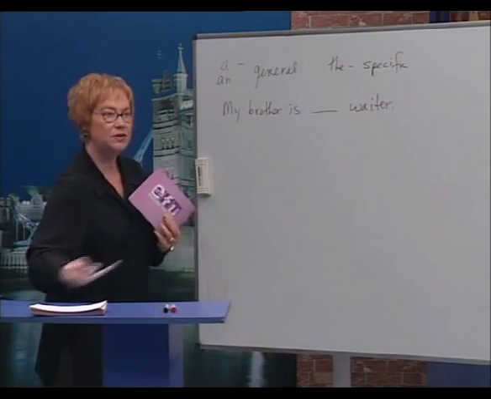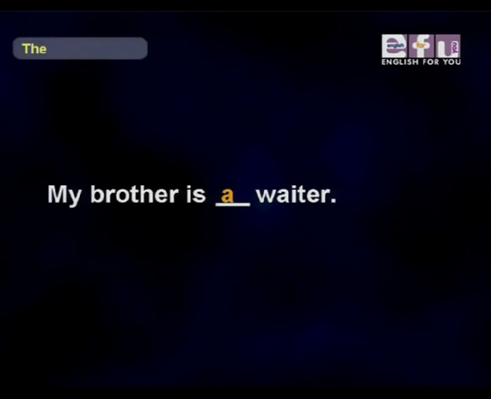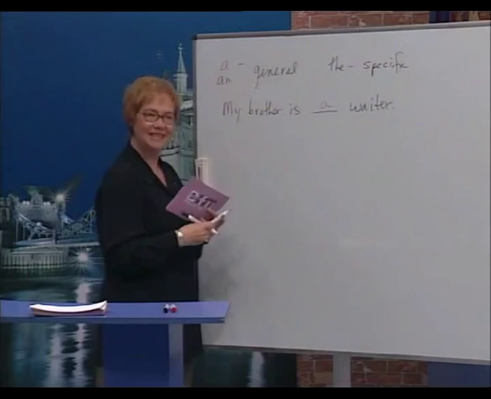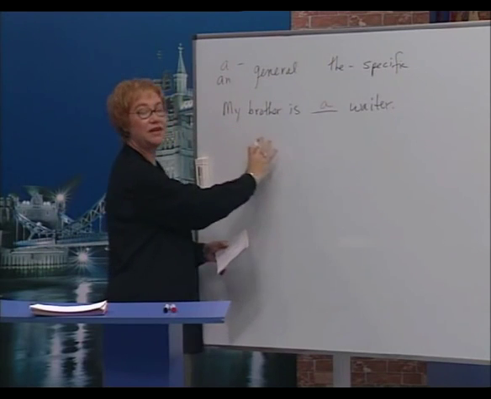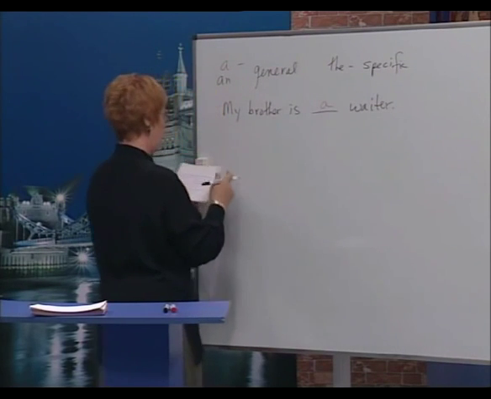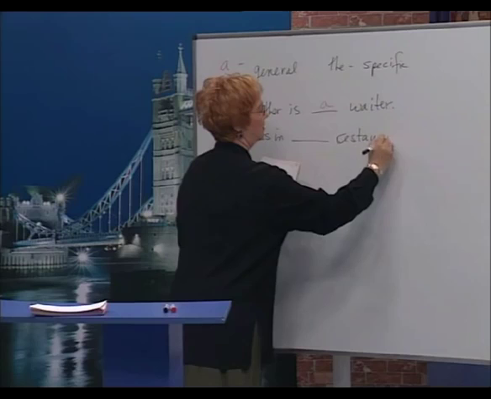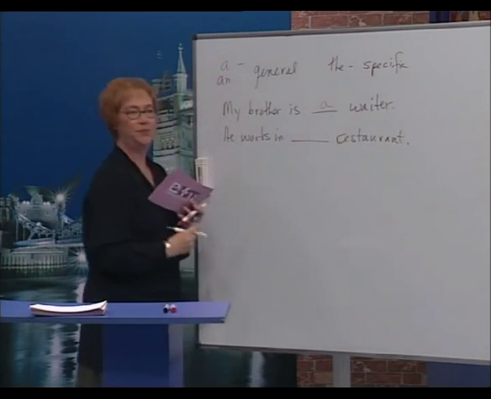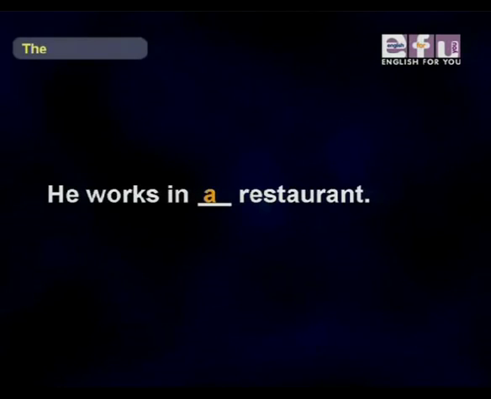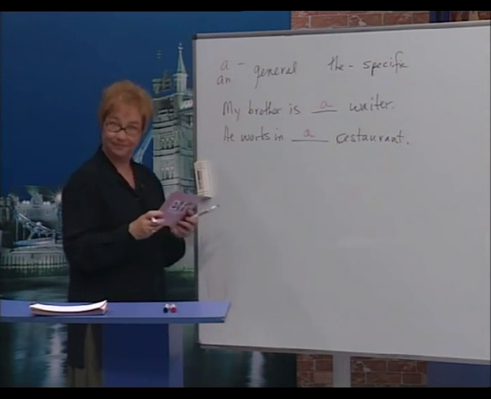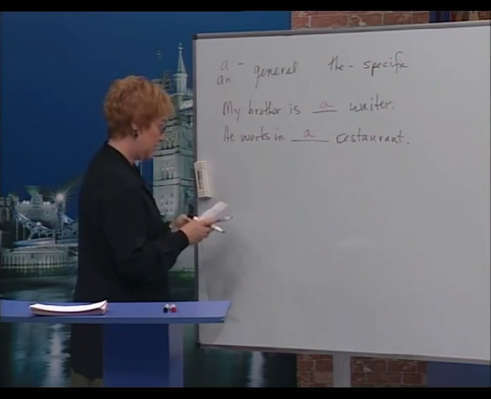Okay, Ali, you do this sentence. My brother is a waiter. Yes. Why? A is general. Yes, thank you very much. Okay, my brother is a waiter. Now, he works in restaurant. Lisa, this one is for you. He works in a restaurant. All right, why is it a? It is general. We don't know the restaurant. That's right, he works in a restaurant. Okay?